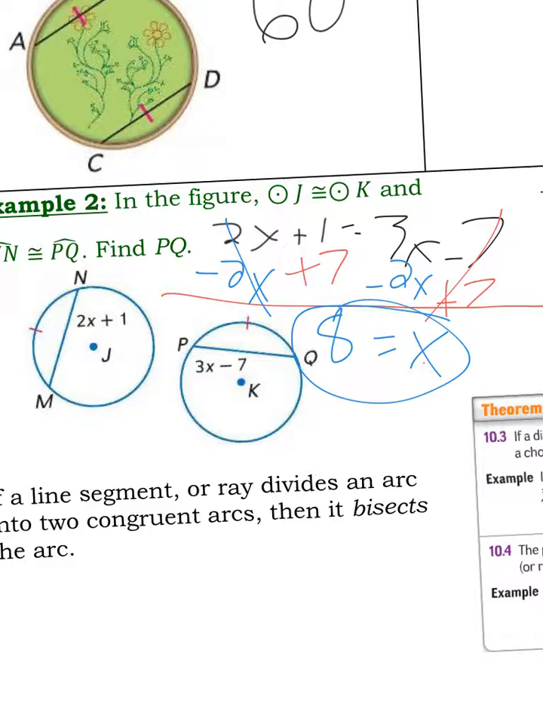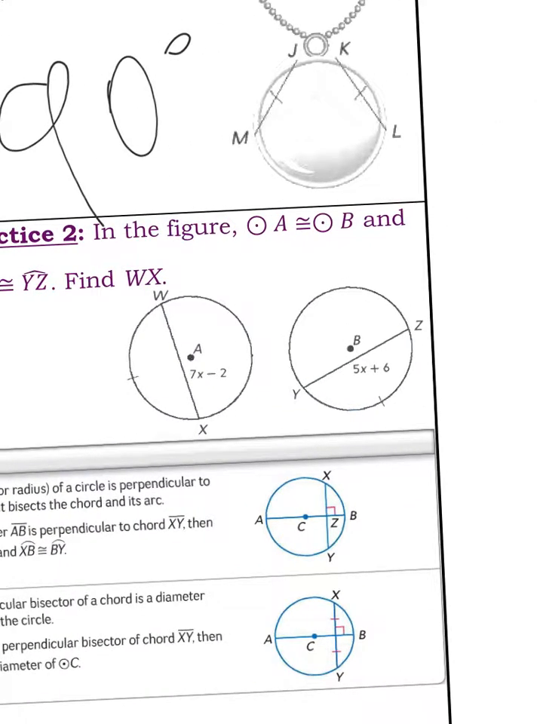And then it says find PQ. Okay, let's just plug in 8. 3 times 8 minus 7. 3 times 8 is 24. 24 minus 7 is 17. Final answer. Alright, similar one here.